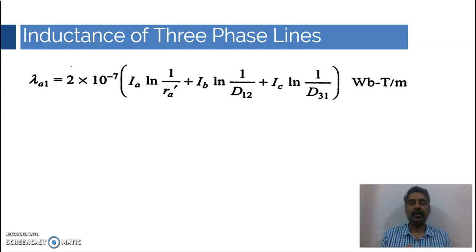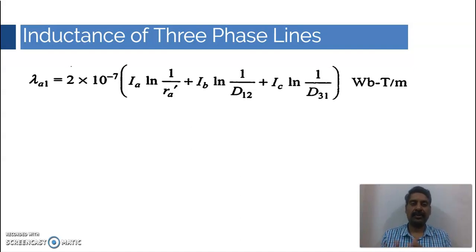Now, when you move on to the second section, conductor A takes position 2, conductor B takes position 3, and conductor C takes position 1. In that case, you need to write this flux linkage equation once again. Think about it and try to jot down that equation in your notebooks. You can take a few seconds to try on your own.